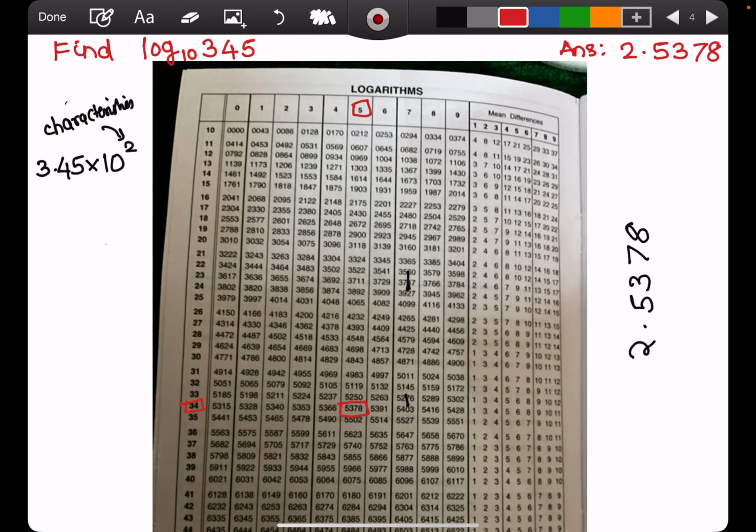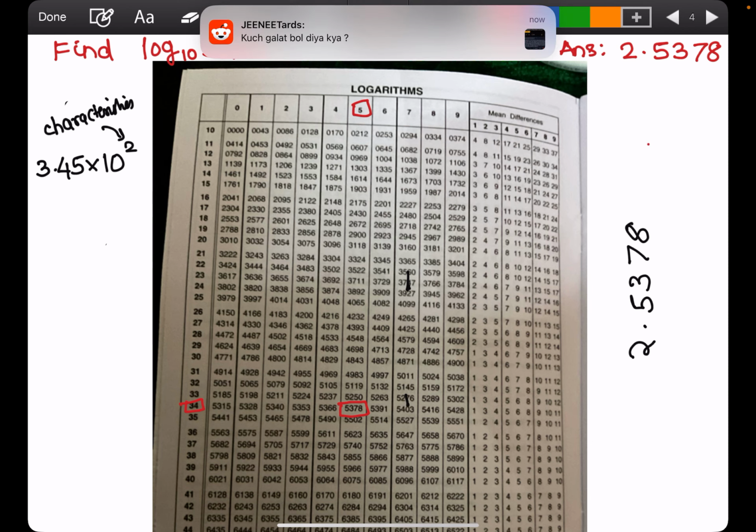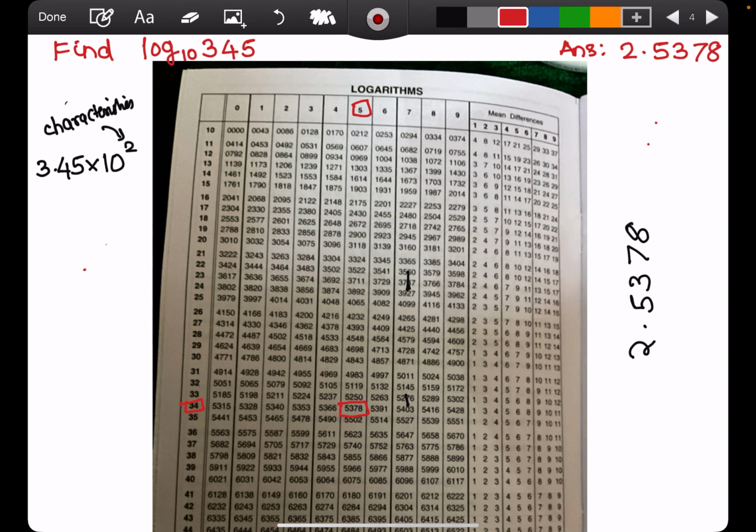Let me take another example for finding the log. Now you can do it very quickly on your own. I have to find log of 345 to the base 10. First I will find the characteristic, which doesn't require a log table. 345 means 345.0, so there are 3 places before the decimal. So 3 places minus 1, the characteristic becomes 2. So 2 is the characteristic.